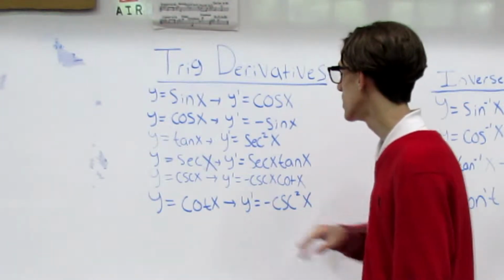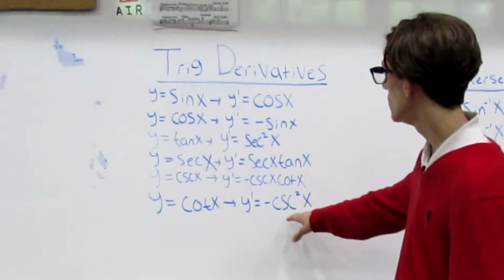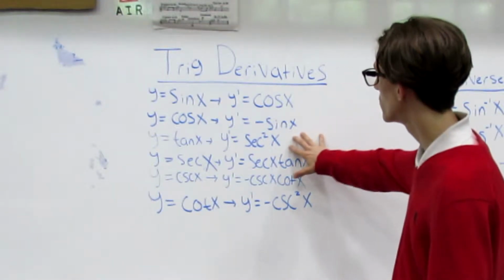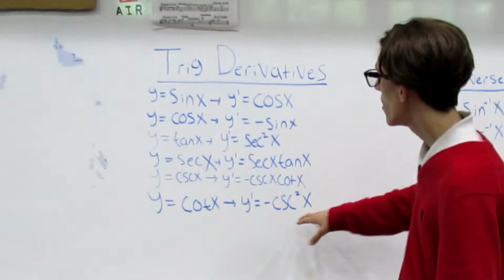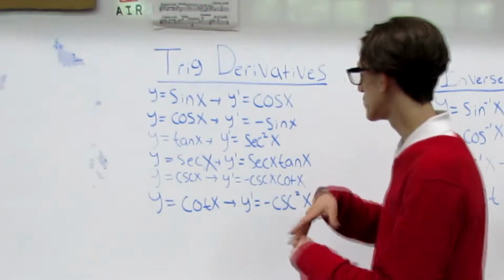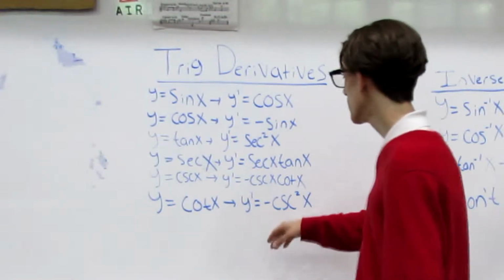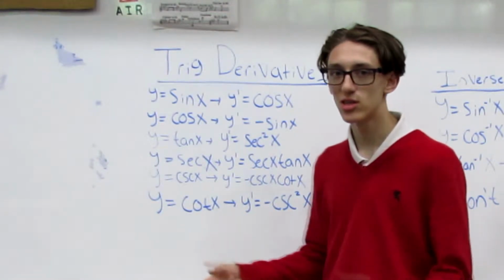Next we have the cotangent of x. The derivative of that is negative cosecant squared of x. And once again, this is very similar to the tangent of x. It's really the opposite version, but since you have cotangent, it's cosecant, and it's negative since it's the co.